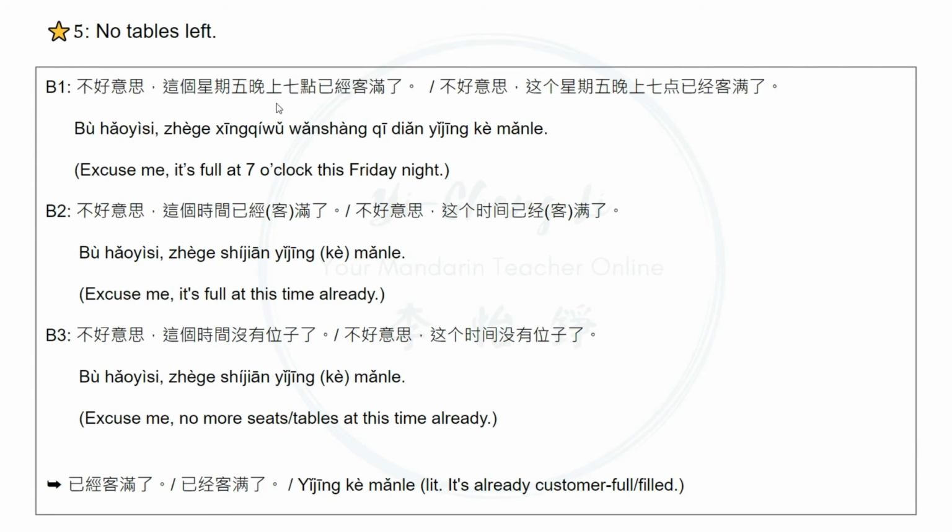不好意思，这个星期五晚上7点已经客满了。Or they may say, 不好意思，这个时间已经客满了。Or omit the customer word and just say 满了。不好意思，这个时间已经满了。So this time, whatever the time you mention or you want, 这个时间已经满了 or 已经客满了。Excuse me or sorry, it's full at this time already. The third option, 不好意思，这个时间没有位子了。Doesn't have seat anymore at this specific time you mentioned. 没有位子了 means don't have seat anymore. Excuse me, no more tables at this time already. So this is what you may hear from the person when there's no tables left.